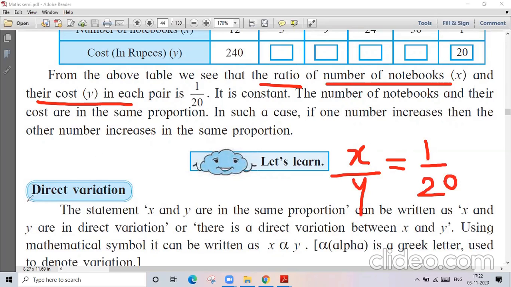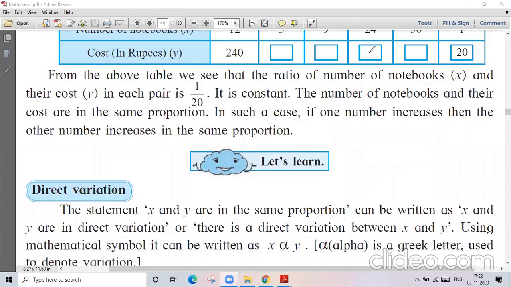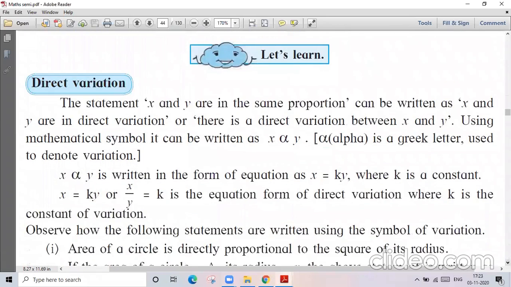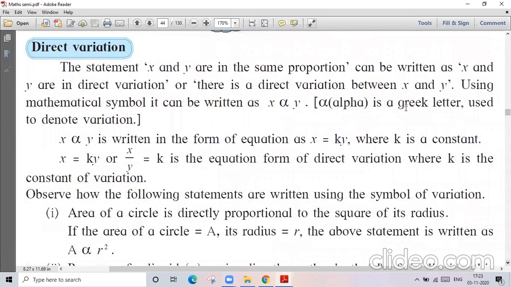So this type of variation is known as direct variation, where you increase the one variable, second variable also increases. समजलं तुम्हाला? सोपं आहे की नाही? बघा लक्ष द्या, परत सांगतो. Good. So direct variation is what? Whenever X and Y are in the same proportion, they are written in this way. बघा ते कसं लिहितात? असं लिहितात.